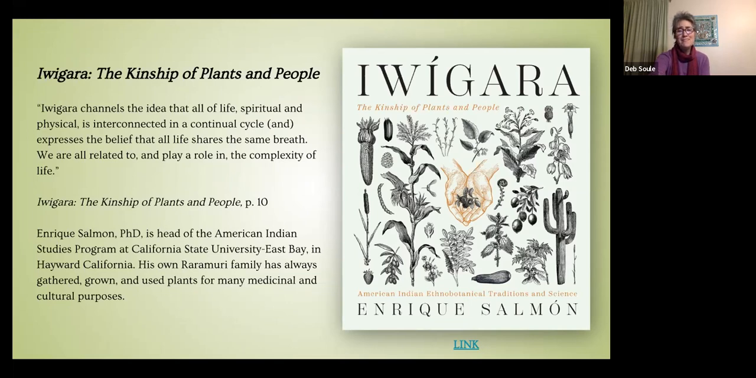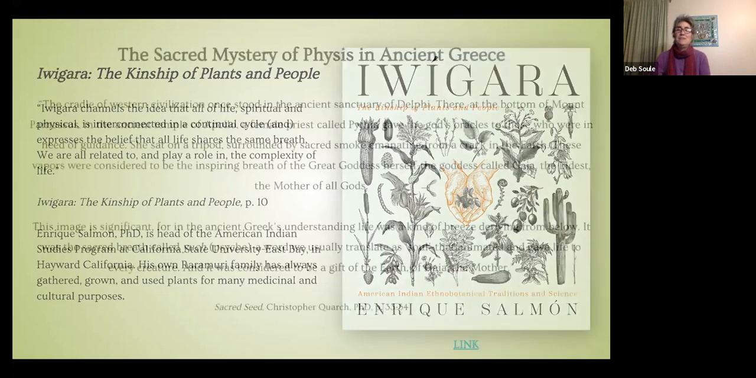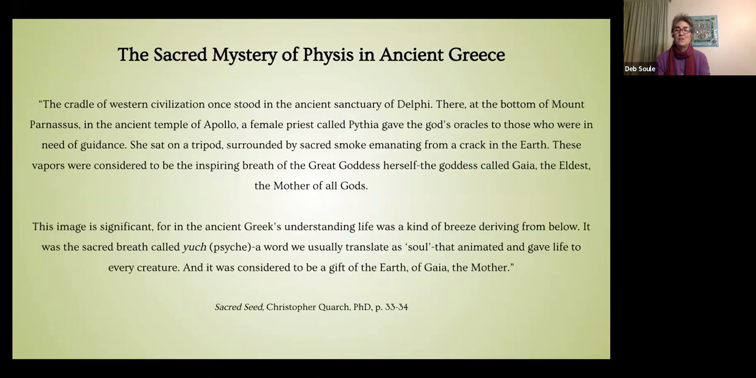And when he says how we share the same breath, this really took me to this image, which I also really love, coming from ancient Greece. So we are going to be just reminding ourselves that all around the planet in very ancient times, Earth is considered to be mother and sacred.